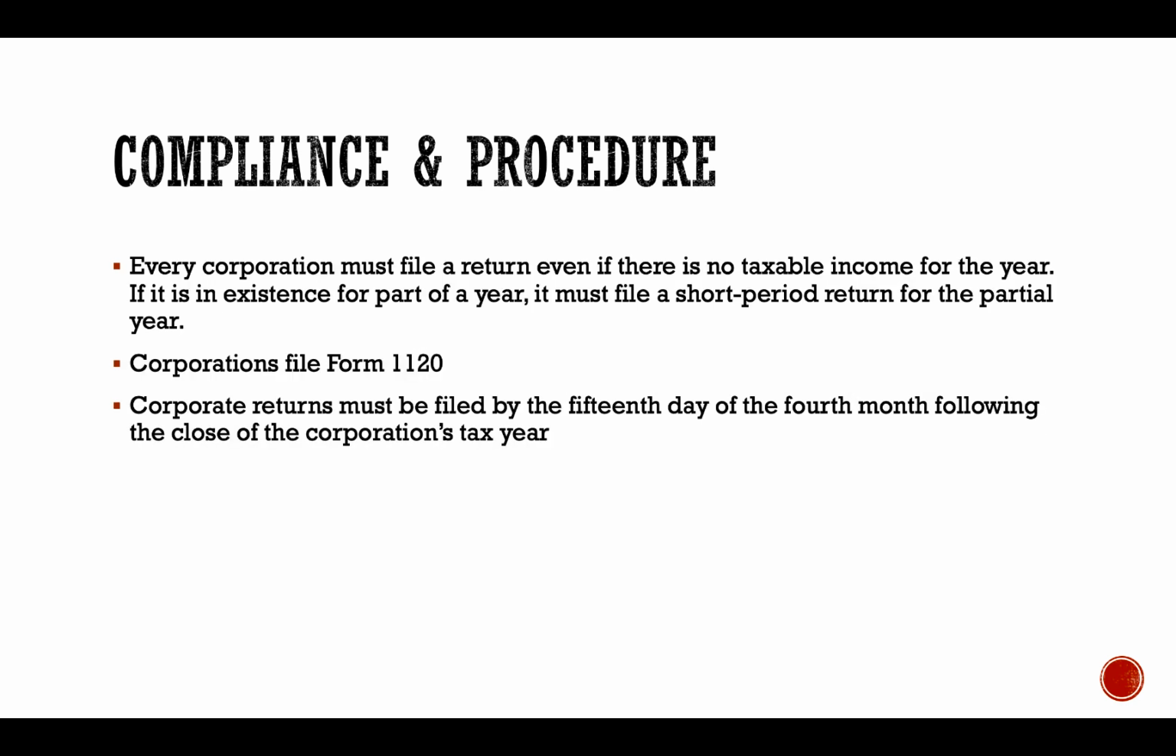Every corporation files a return even if they have no taxable income to report. If a corporation's in existence for only part of the year, it files what we call a short period return for the partial year. The normal tax return filed for a corporation is Form 1120, and corporate returns must be filed by the 15th day of the 4th month following the close of the corporation's tax year. So if it's a 12/31 year end, then they have to file their return by April 15th. If it's a June 30 year end, they have to file their return by September 15th.